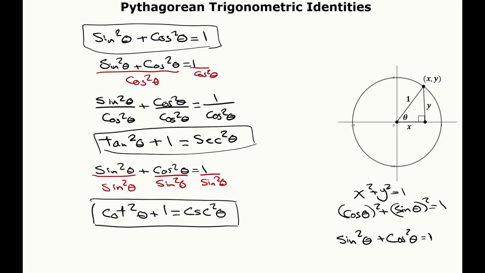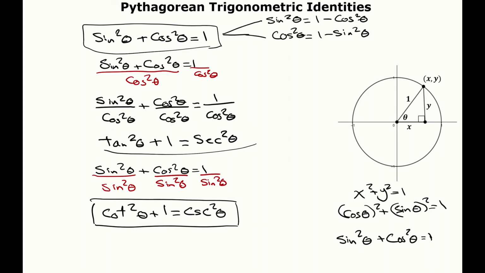Again, just as in the case of the reciprocal identities, you need to recognize these in various forms. For example, the first one gives us two offshoots. We can solve it for sine squared theta, and we know that that becomes 1 minus cosine squared theta. Or we can solve it for cosine squared theta, which gives us 1 minus sine squared theta. So these are related Pythagorean identities, not the main ones.